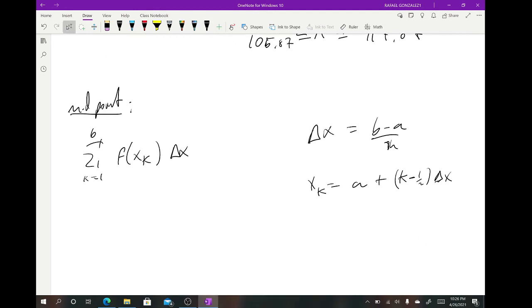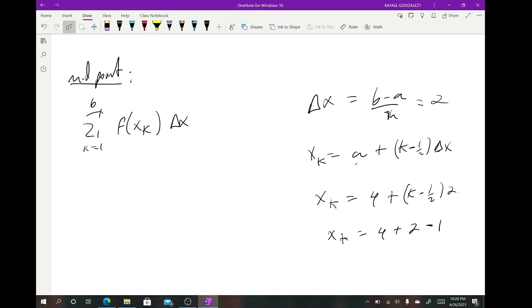Okay, so let's see what we get here. Again, our delta x was 2, and we know that our a is 4, so x k is equal to 4 plus k minus 1/2 times 2, which means x k is equal to 4 plus 2k minus 1, because minus 1/2 times 2 is minus 1. And this is the same thing as 2k plus 3. And that is going to be the midpoint.